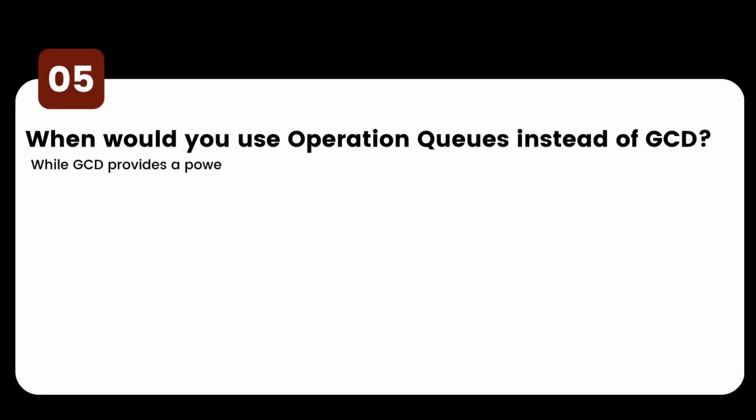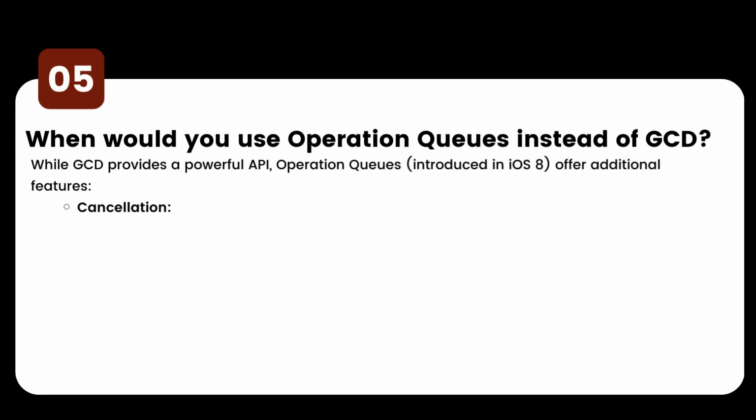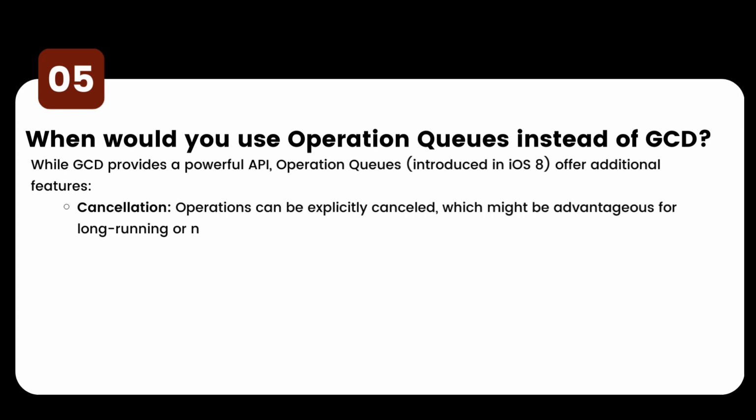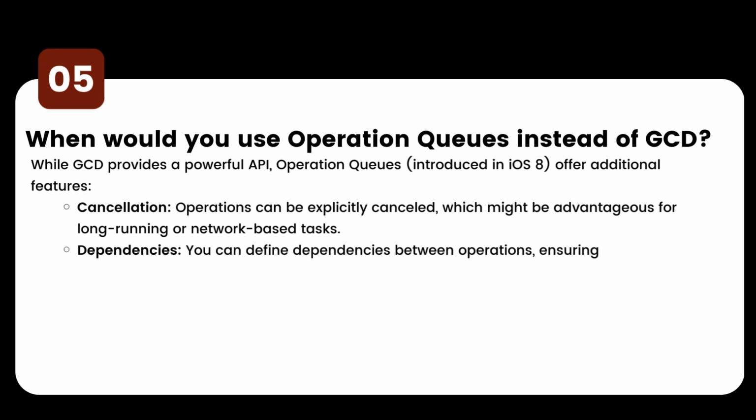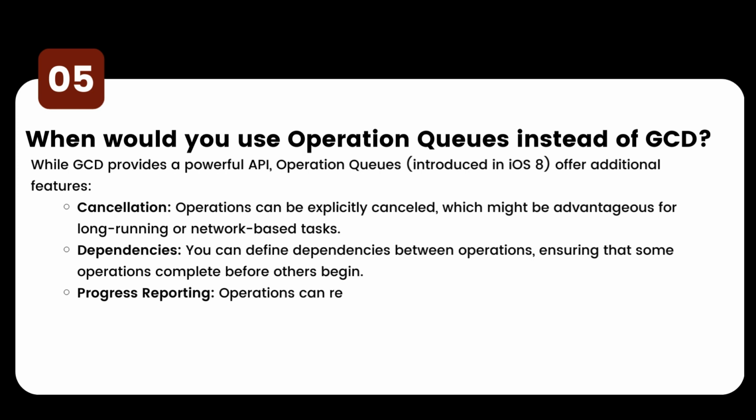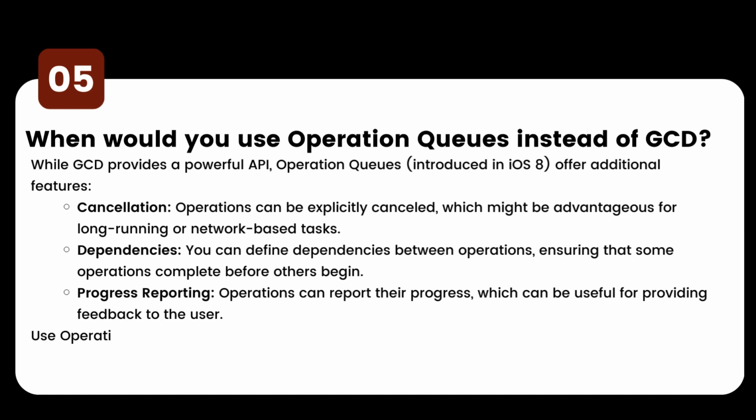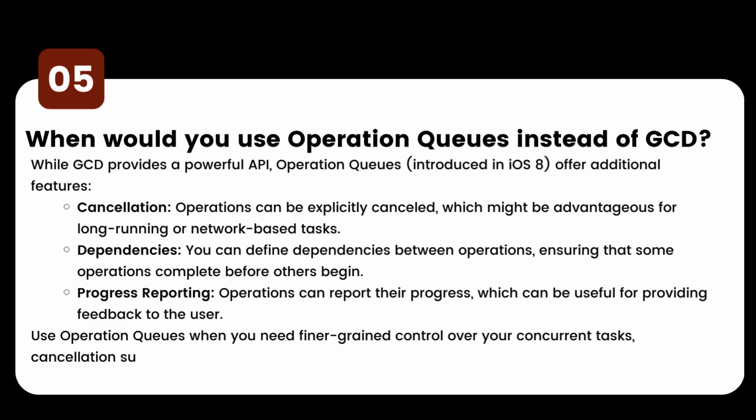When would you use Operation Queue instead of GCD? While GCD provides powerful APIs, Operation Queue offers additional features like cancellation. Operations can be explicitly cancelled, which might be an advantage for long-running and network-based tasks. Dependency: you can define dependencies between operations, ensuring that some operations complete before another begins. Progress reporting: operations can report their progress, which can be useful for providing feedback to the user. Use Operation Queue when you need finer-grained control over concurrent tasks, cancellation support, and progress reporting.